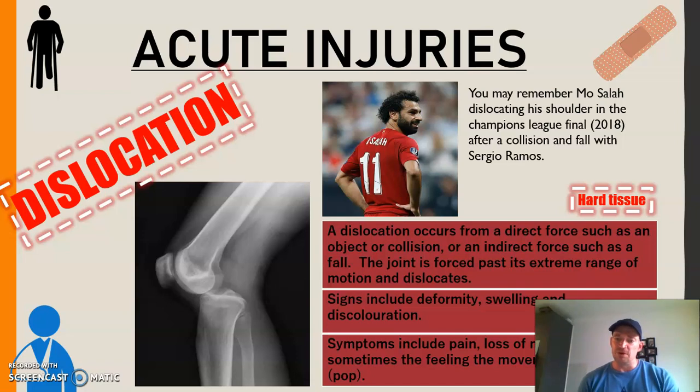Signs include deformity, swelling and discoloration. Symptoms include pain, loss of movement, sometimes actually feeling that pop or hearing that pop within the joint. And you probably remember Mo Salah getting injured in the Champions League final 2018 in the collision with Sergio Ramos. Landed awkwardly on his arm, but affected his shoulder joint, and he was tangled up with Ramos, and took that joint beyond its normal range of movement, which resulted in a dislocation.